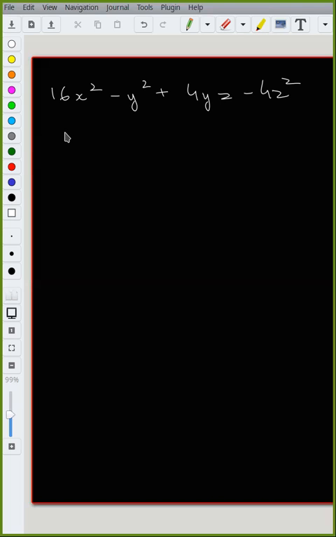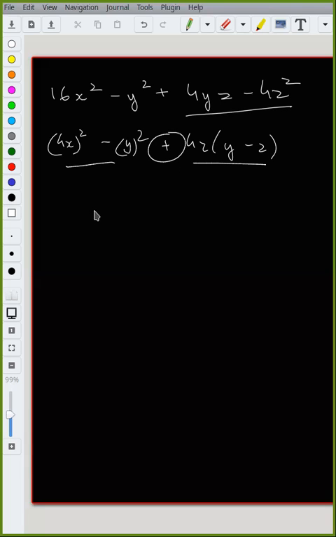4x the whole thing squared, minus y squared. So I know that I can write this as 4x the whole thing squared, then minus y squared. Okay, now tell me something. If I just leave this as minus of y squared, then what will happen to this? If I group this and take out 4z common, I'll get y minus z. Then is there anything common in these two? What will I do with this plus?